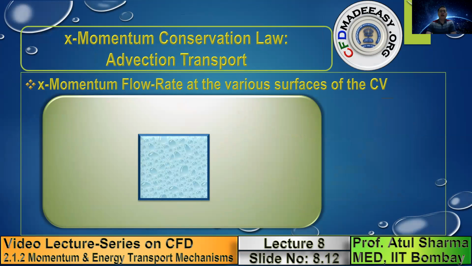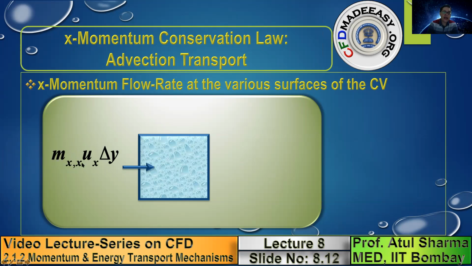And the product of the mass flow rate with u velocity gives you X momentum flow rate. So in this slide, what I will present, and I had mentioned in my previous lecture, this X momentum flow rate is directly proportional to the surface area, and it acts at the various surfaces of the control volume. So I'll present the X momentum flow rate at the various surfaces of the control volume.